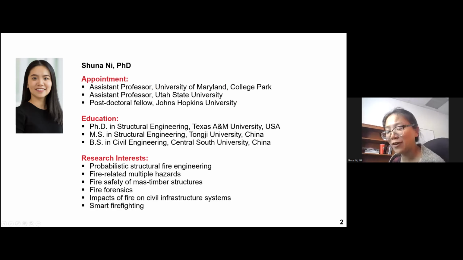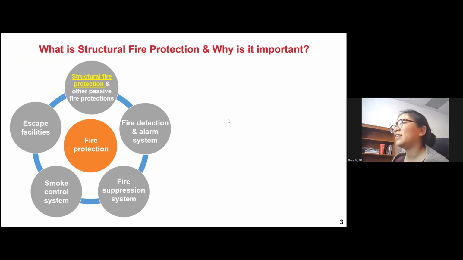My research is focused on probabilistic structural engineering, fire-related multiple hazards, fire safety of mass timber buildings, and fire forensics. I also have a couple of projects focused on the impacts of fire on civil infrastructure systems. Recently, we also collaborate with other faculty in computer science and EE to promote smarter firefighting. In today's topic, I would like to introduce one risk-based fire loss estimation framework we have developed.